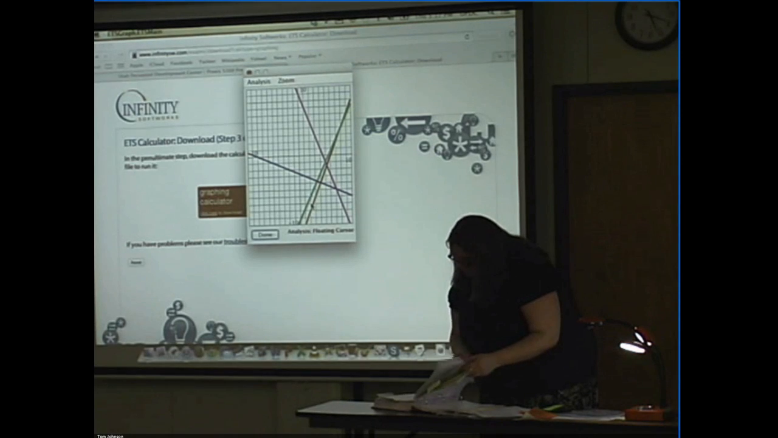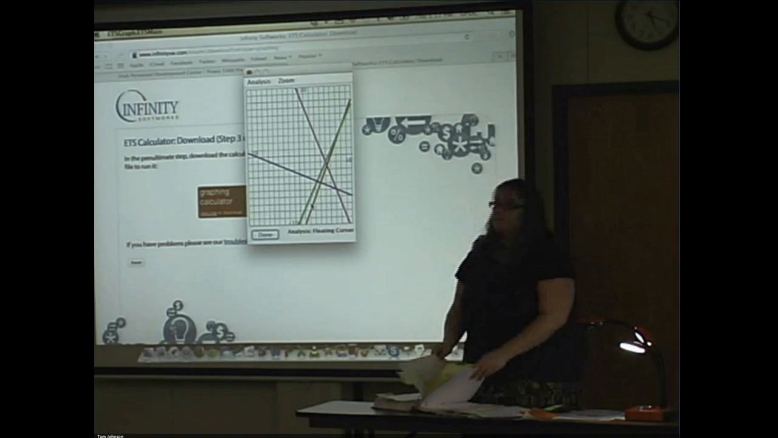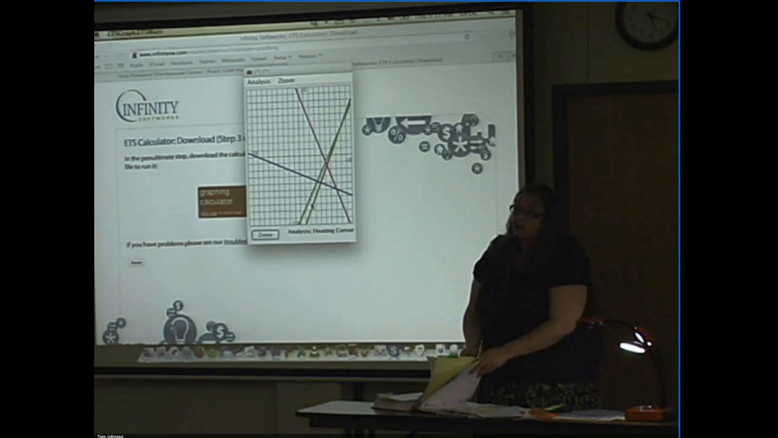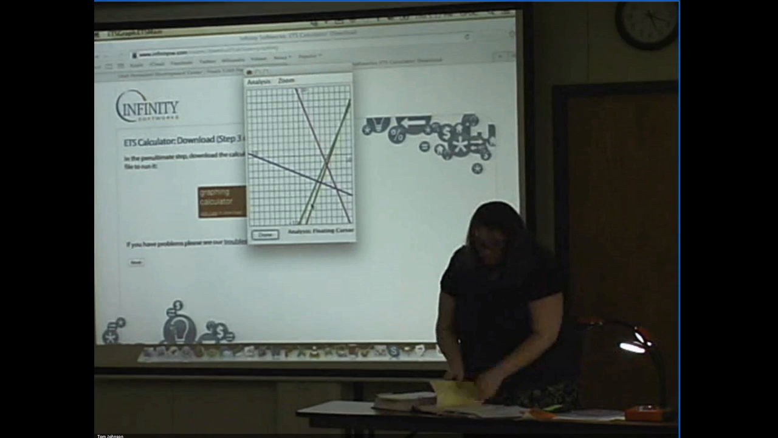Excellent question. The question was, if it didn't have an equal part to it, would it be dotted? And the answer is yes. The equal part is what actually makes it be a solid line there. So without that less than or equal to, we would have a dotted line. If it was just a less than, we would definitely have a dotted line. Excellent question.